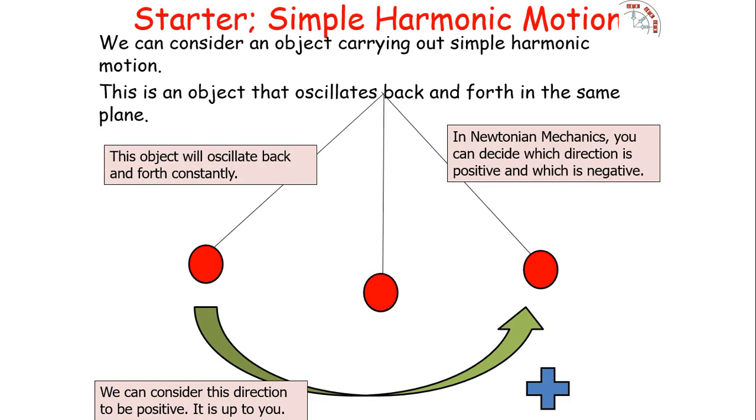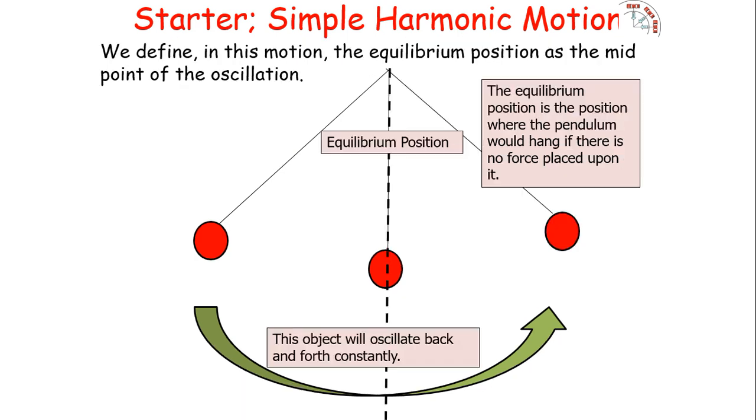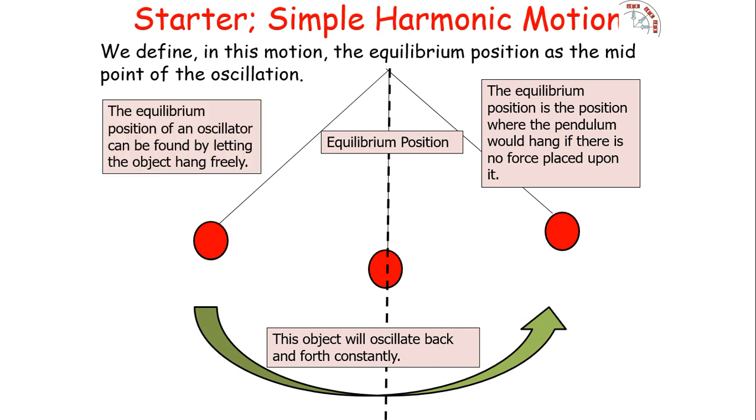But let's now consider simple harmonic motion. That's not when an object's going in a circle, rather when the object is oscillating backwards and forwards in the same plane. We can represent back and forth motion with a positive and a negative, with positive being in one direction, negative being in the other direction. You can decide which direction is positive and which is negative. Let's define the equilibrium position as the position where the pendulum would hang if no force was placed upon it, where it would rest naturally, so that would be in the center of the oscillation. You can find the equilibrium position of any oscillator in the real world by just letting it hang freely.